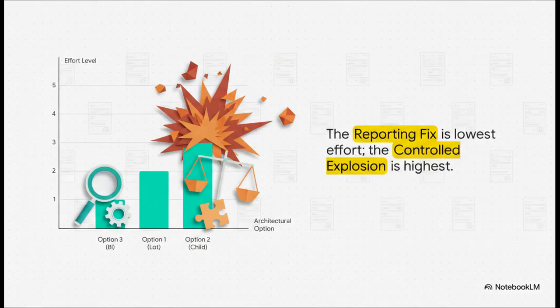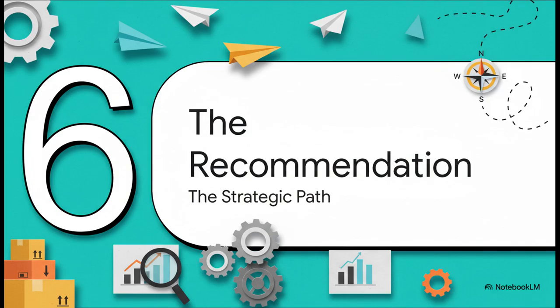And if we just look at the pain of getting this done, the implementation effort, the story is even simpler. No surprises here, right? The reporting fix, option 3, is the easy button. The controlled explosion, option 2, that's the mountain climb. And our lot level compromise, option 1, sits right there in the middle, giving you a really nice balance of power and effort. So after all that, after weighing all the pros and cons, what's the real strategic path forward?